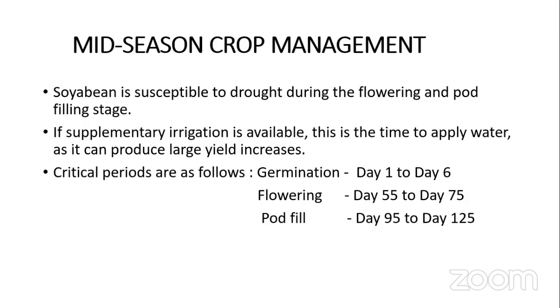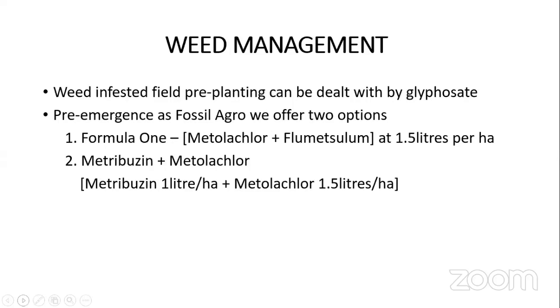So germination is 1 to 6 days, then flowering is 55 to 75 days. Water must be there on each and every day of these stages. Then also pod filling, it occurs between 95 and 125 days. We should also make sure that there is rain or, sorry, supplementary irrigation these days, because we know that rain does not always come when we want. Sometimes there are mid-season dry spells. A dry spell can actually fall during the period when your crop is flowering.